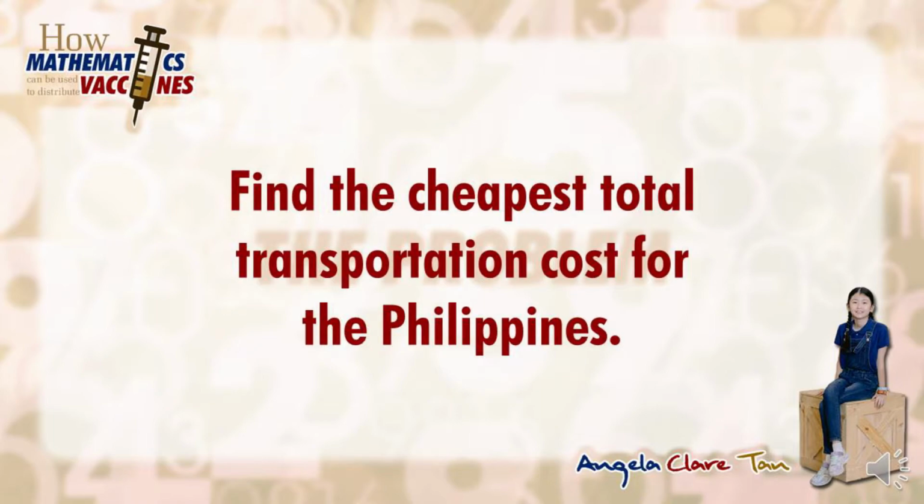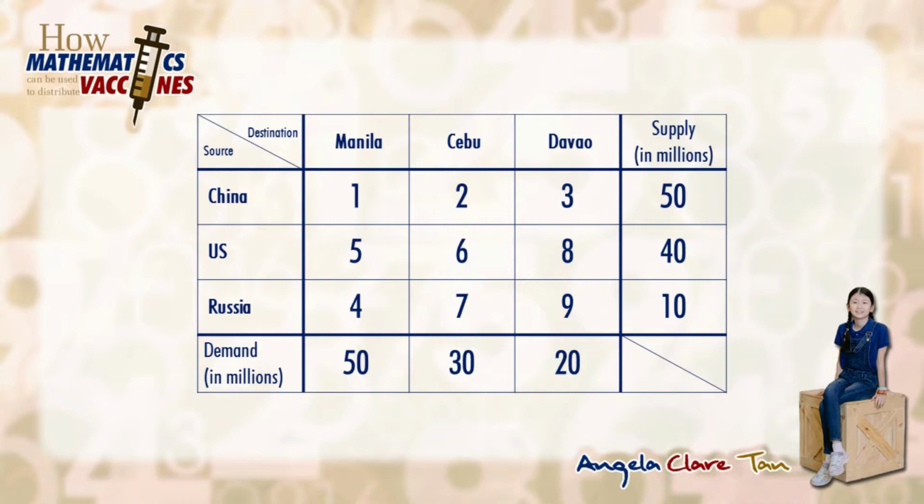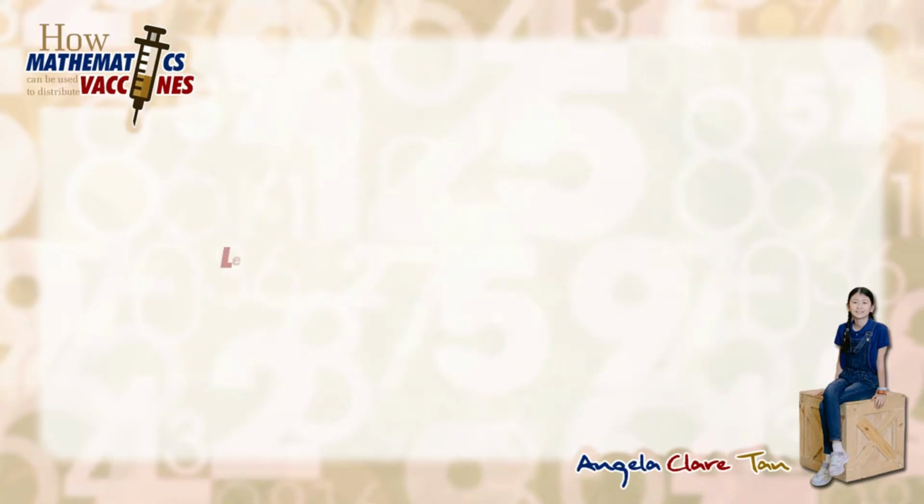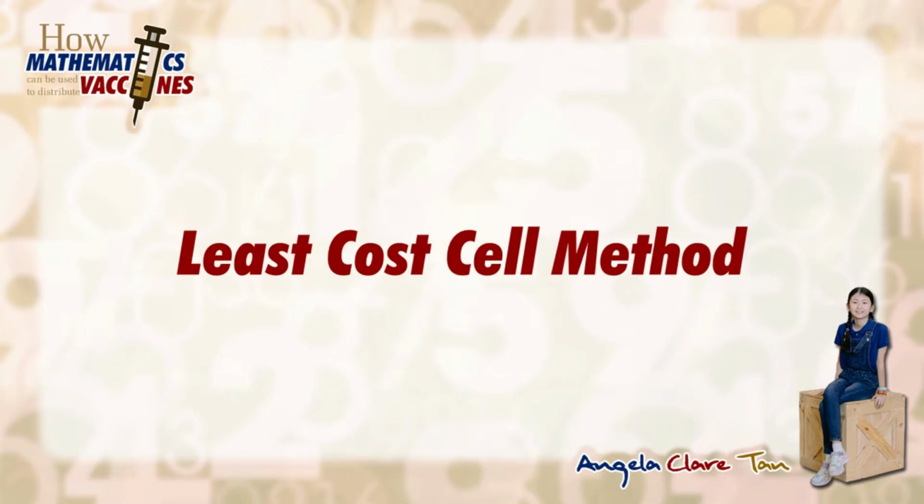From the problem above, we can come up with this table. China, US, and Russia are the supply locations or the source, while Manila, Cebu, and Davao are their destinations. In this problem, we can see that supply equals demand. The Philippines needs 100 million vaccines and the other countries can supply 100 million. This means that this is a balanced transportation problem. Now, let's start solving using the least cost cell method.